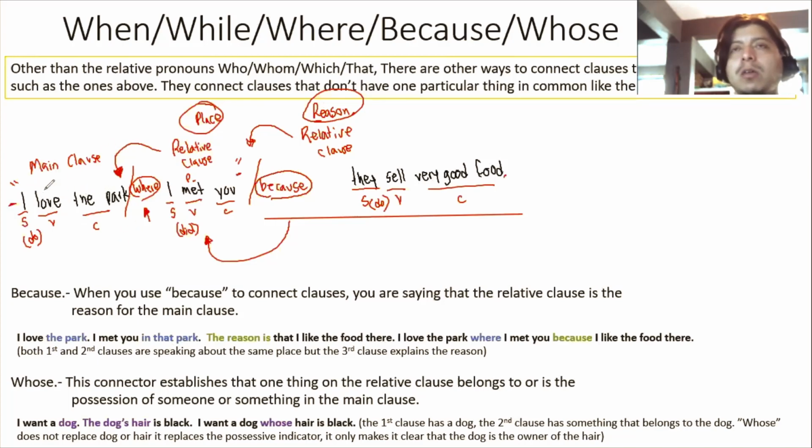Si yo nada más te digo, me encanta ese parque, me puedes preguntar, ¿cuál parque? Ah, en el que te conocí. Me encanta el parque en el que te conocí. Entonces tú ya sabes cuál. Ya no tienes que preguntarme cuál parque. Ya sabes a cuál me refiero.